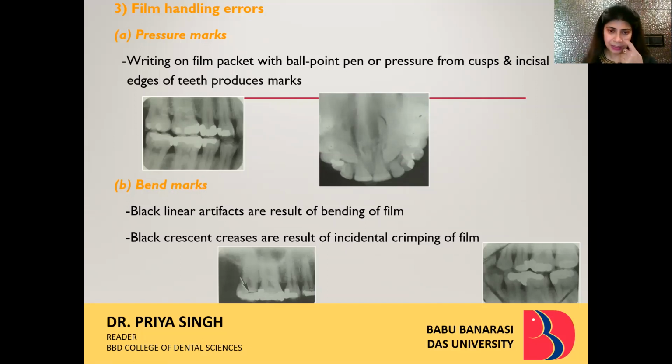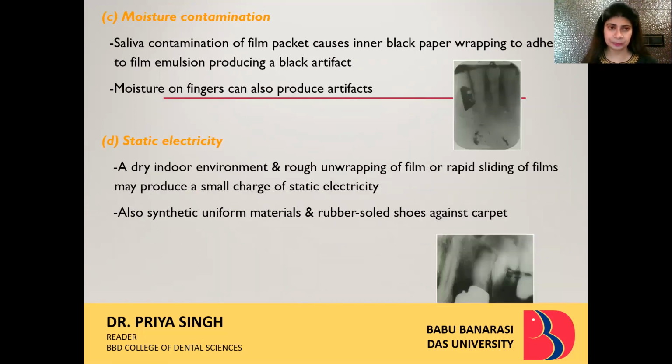Black crescent creases are the result of incidental crimping of film, as you can see in this particular image. All these are sharp bends, which might be at times not only by the technician, but even when the patient bites on the image.